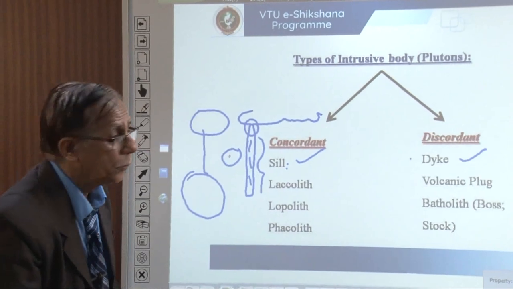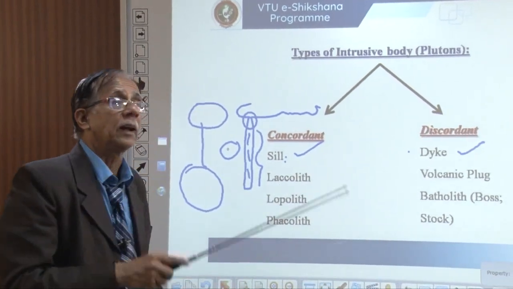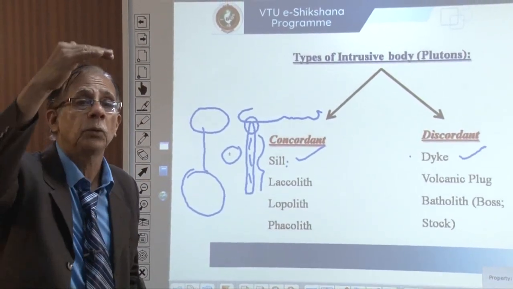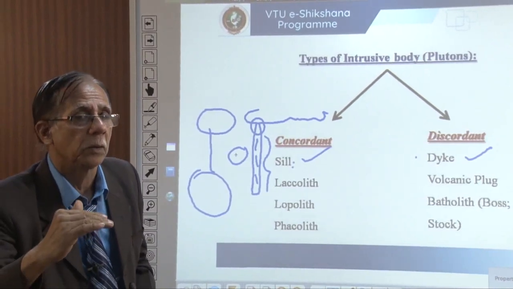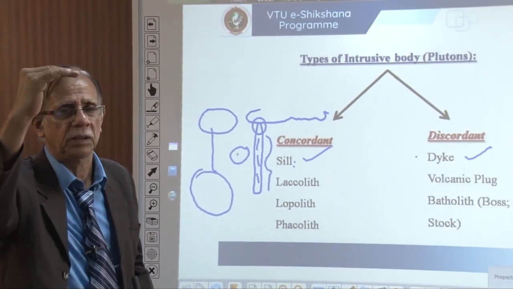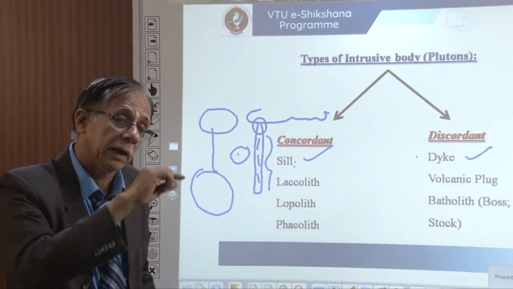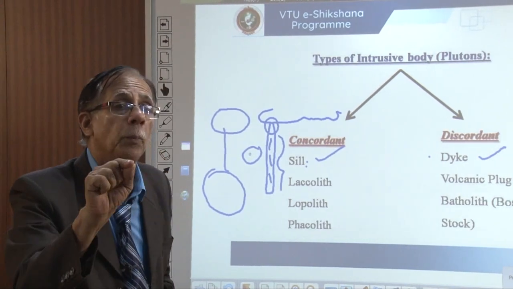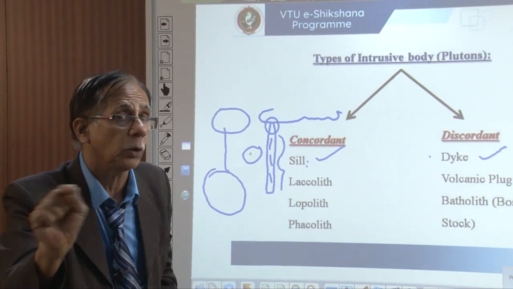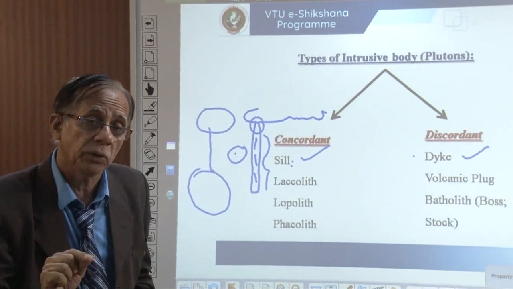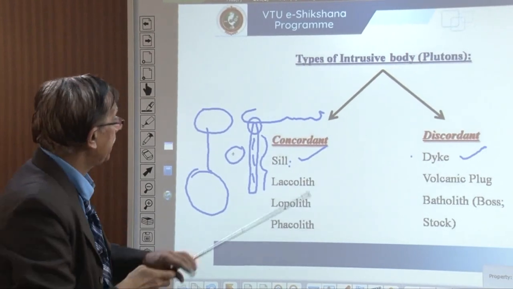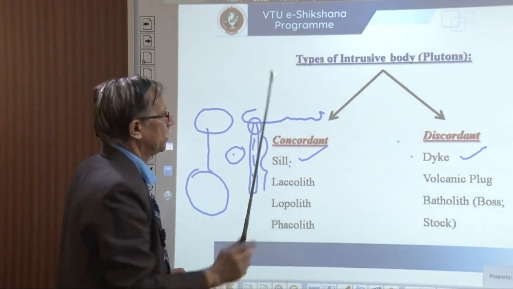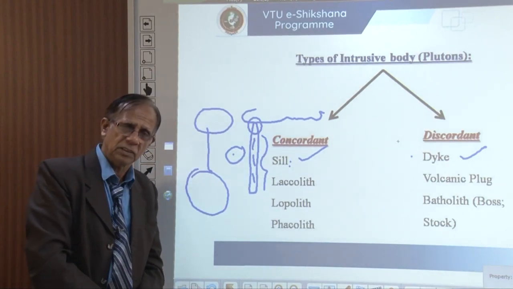Friends, now we have tried classification based on where they occur: plutonic, hypabyssal, volcanic, and how that determines their properties, but not the quantity. If I have to decide upon the quantity, I have to understand this. Friends, we shall discuss it a little later.